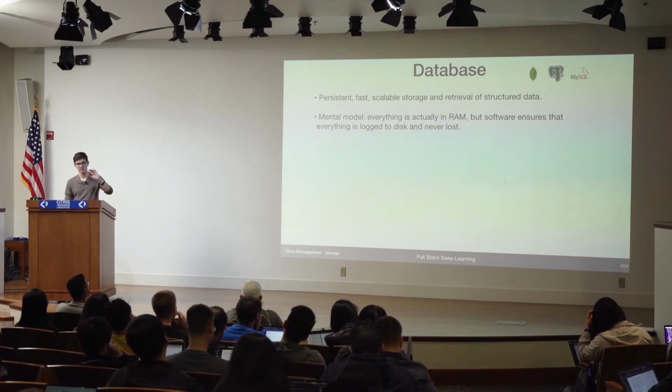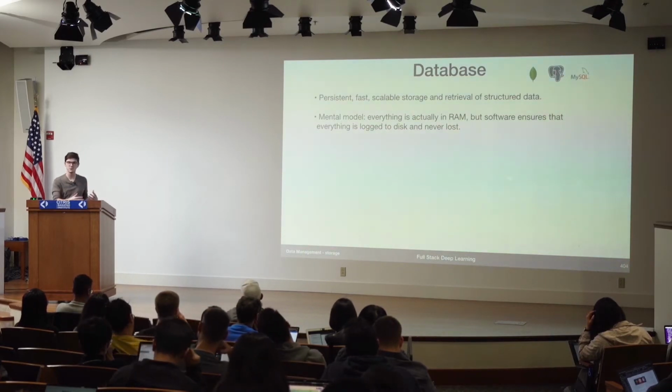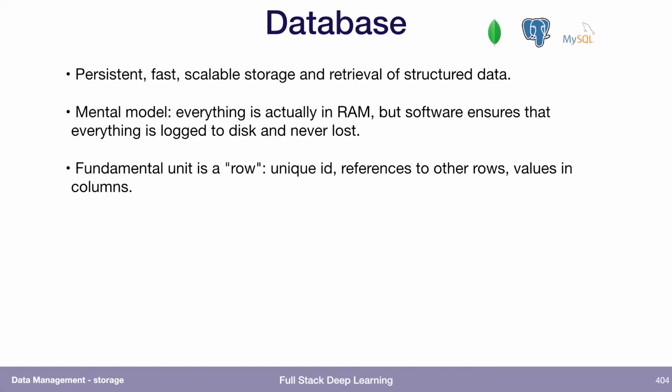But if I shut it down, then I can rest assured that everything is actually stored somewhere on disk. So the fundamental unit of databases is a row, which always has a unique ID of some sort, an integer, can reference other rows, potentially in other database tables, and then you have values and columns. So this is not for binary data. You should not store a binary encoded string in a database, because the larger the database, the slower everything is, because it's all in RAM, basically. That should be your mental model.